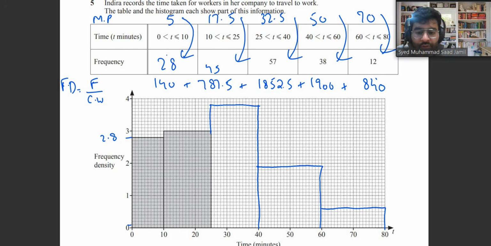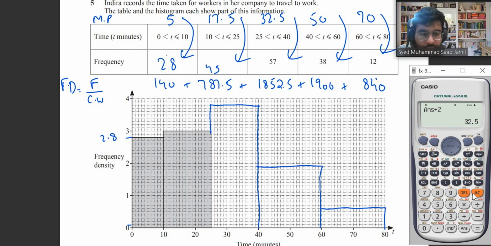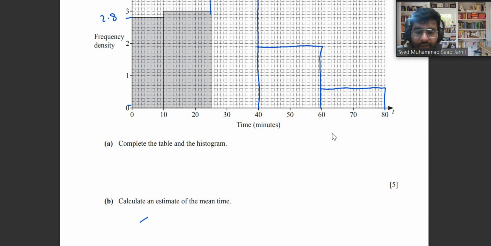Now you will add all of these numbers. Okay, so 140 plus 787.5 plus 1852.5 plus 1900 plus 840. So you get 5520. So you will do 5520 and then you will divide it with the total frequency.